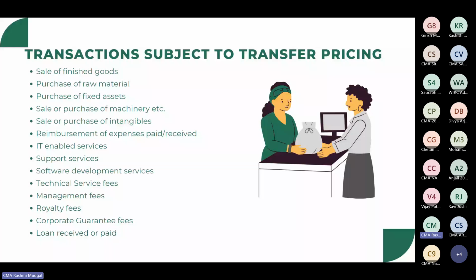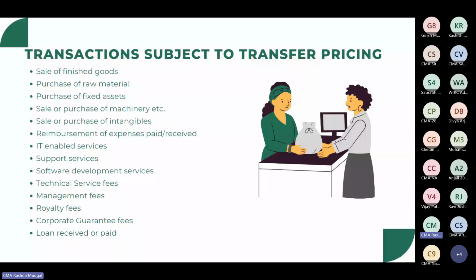Here we need to think about whether transfer pricing should be implemented or not. There are some cases, it is not limited to this list, but I have put some of them here so you can understand what kind of transaction invites transfer pricing. Okay, sale of finished goods: when I am selling finished goods from one department to a second department, that place is open for transfer pricing.